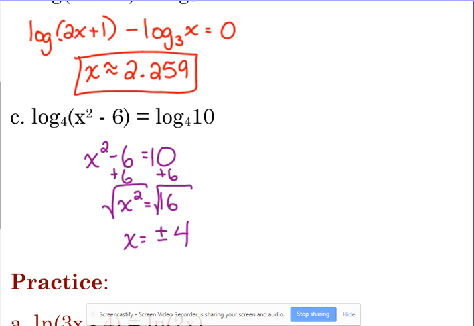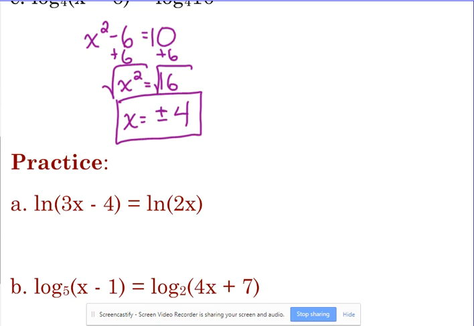Now, I told you we can't take the log of a negative number. However, if we plug negative 4 in there, negative 4 squared is positive 16, and 16 minus 6 is 10. We're good. Positive 4 squared is 16, 16 minus 6 is 10, so we're okay. So this is what I was saying. You can get a negative answer for x as long as when you plug it back in, what results inside the logarithm is not negative. So we can get negative answers sometimes.